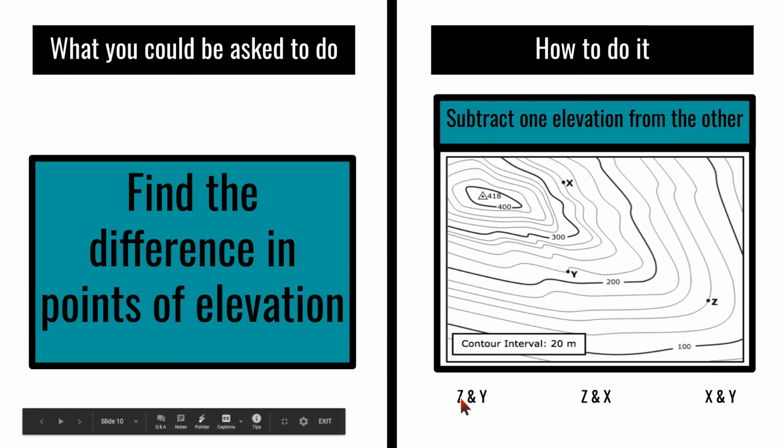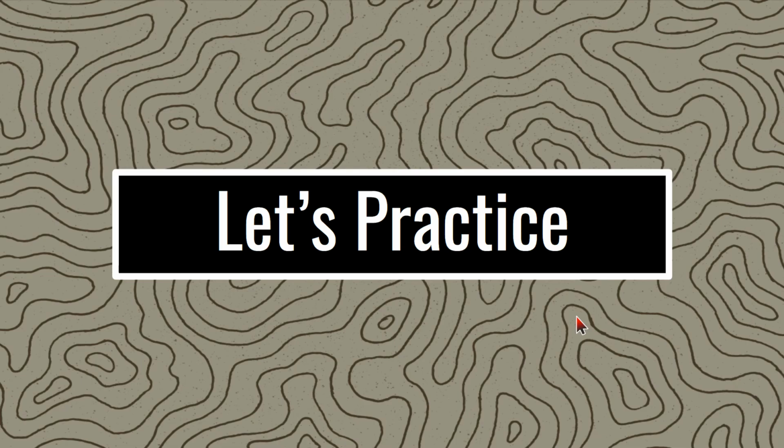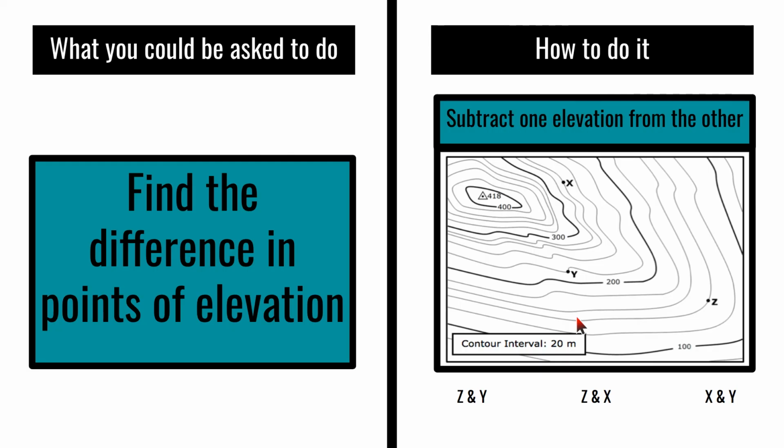So the difference between Z and Y, you subtract those two, giving you your difference. Z and X, subtract those two, giving you your difference. X and Y, subtract those two to give you your distance. That is the big deal with topographic maps.